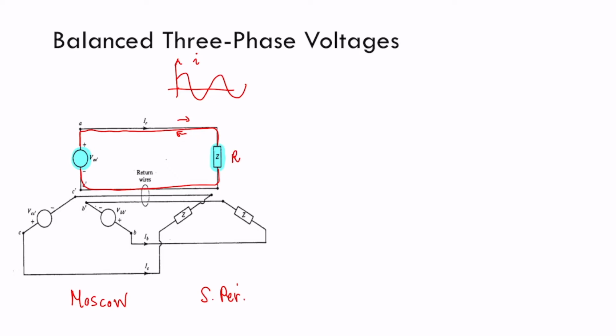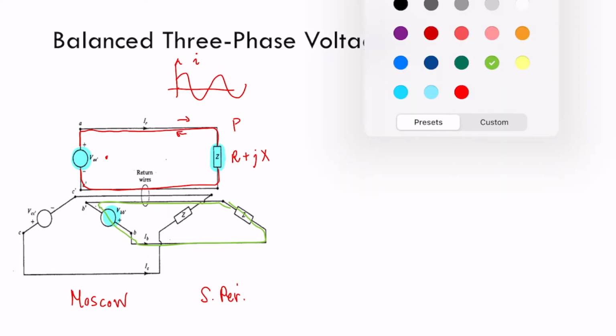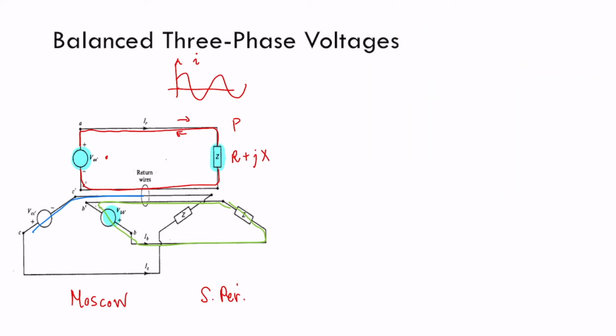These have some real value and some imaginary parts. So there is some active power which is sent from this voltage source at Moscow to St. Petersburg. If we want to increase the power that we can send, instead of one circuit, we can create three circuits: this green one feeding another load, and then we can create another circuit feeding the other load. We see these are the three circuits.